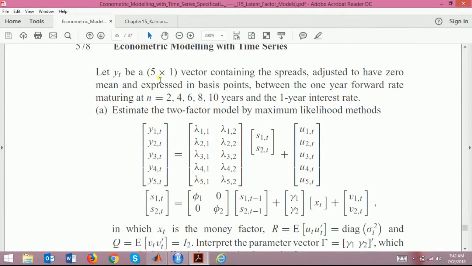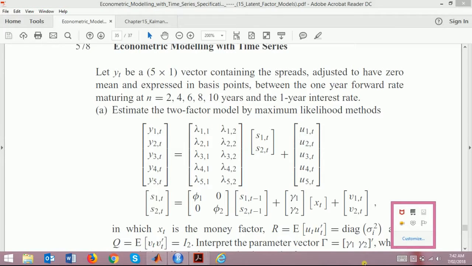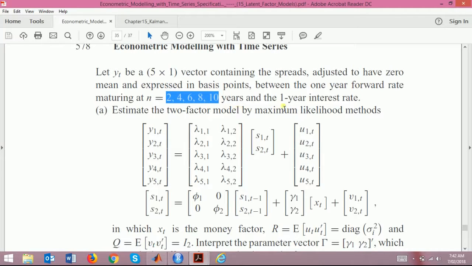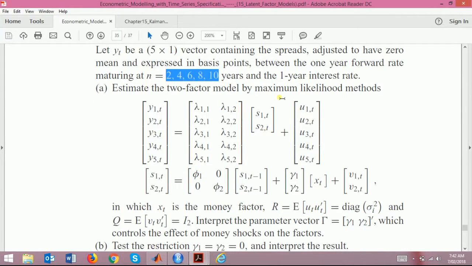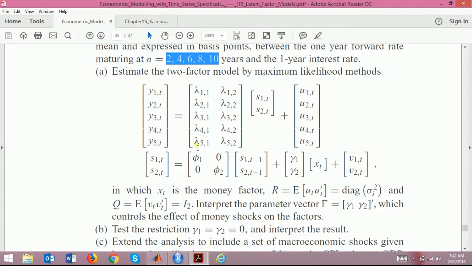So let's have a look into the problem. Y is a 5x1 vector containing the spreads adjusted to have zero mean and expressed in basis points, between the 1 year forward rate maturing at different periods and the 1 year interest rate. Estimate a two-factor model, K equal to 2, by maximum likelihood methods.